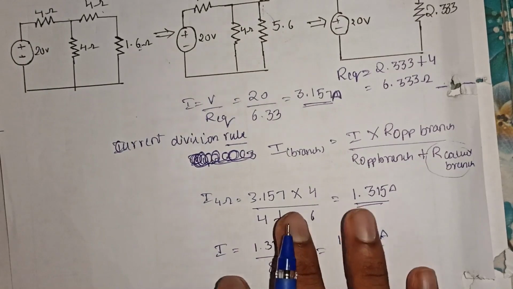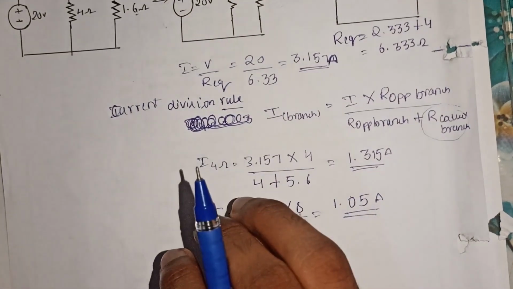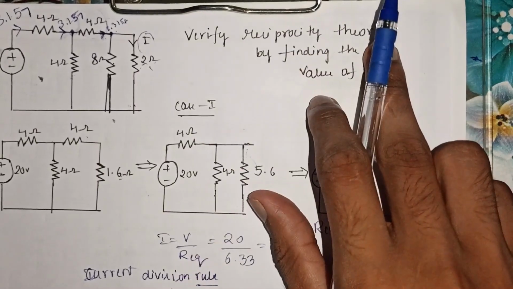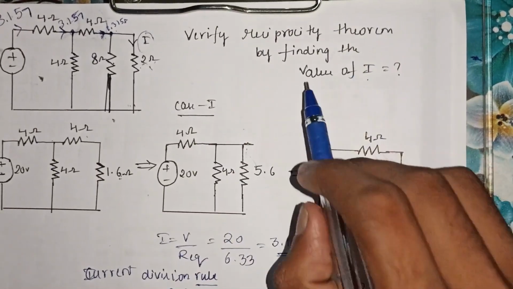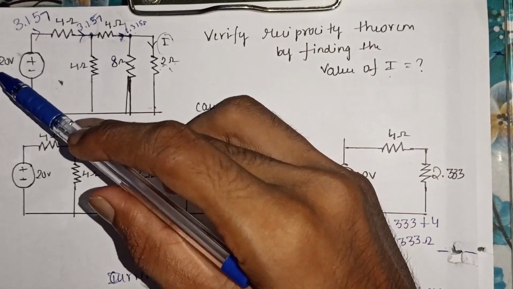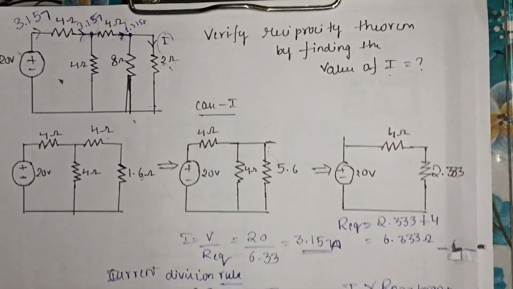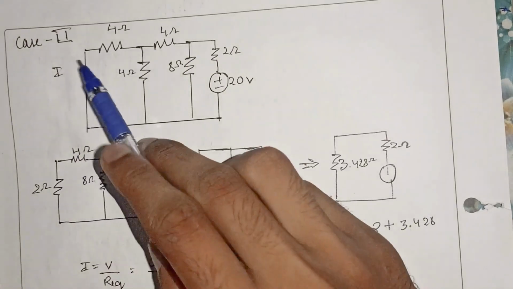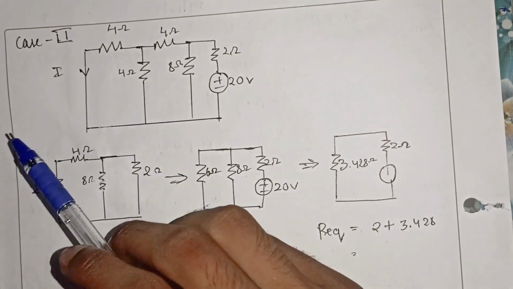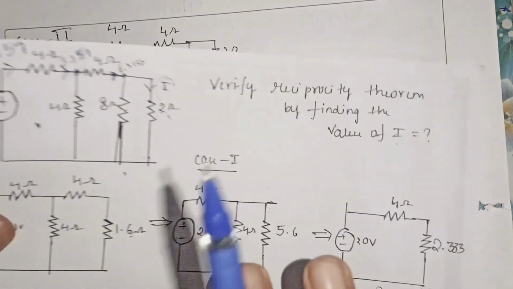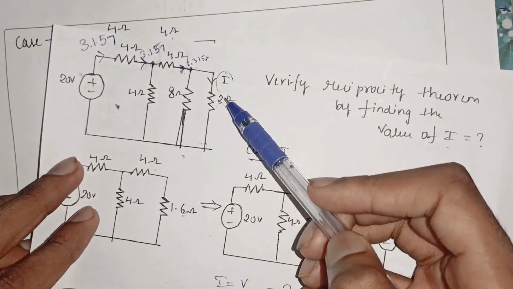In this question, the problem statement is that we have to verify the reciprocity theorem by finding the value of current I. We found the value of current I by placing the 20 volt source as it is, as provided in the question. Now in the second case, I have replaced the question, where we were asked to find the value of current I that is entering through the 2 ohm resistance.